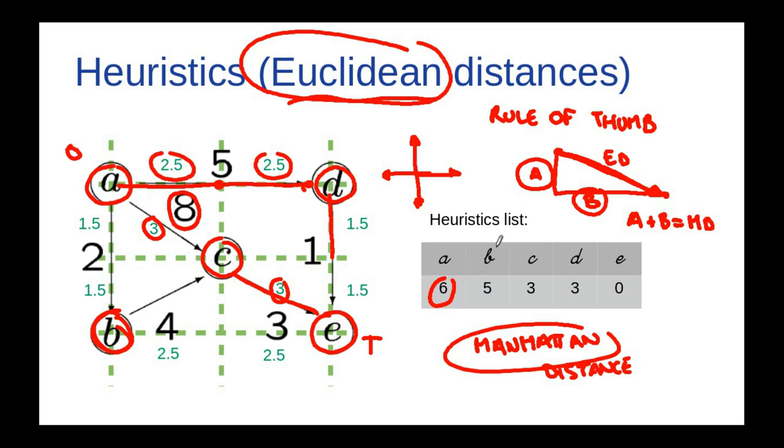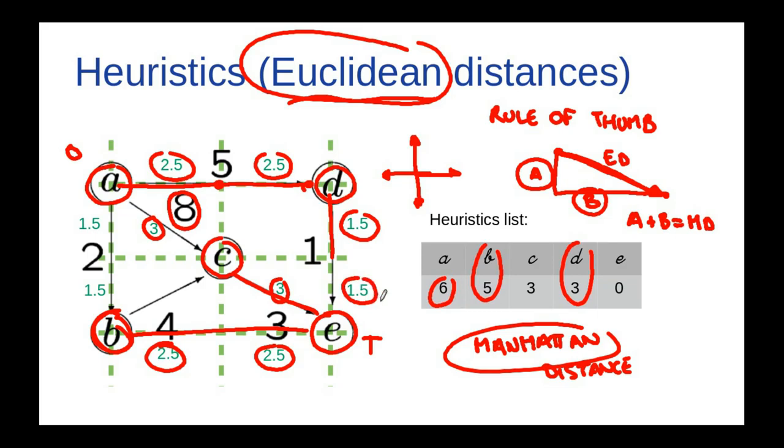Let's have a look, for example, at B. Here we have a 5. Why? Because we have this distance. It's the Euclidean distance. We have 2.5 and 2.5, so that's the reason for this 5. Let's have a look, for example, at D. Here we have D equal to 3 because here we have 1.5 and 1.5. And obviously E is 0 because the distance of E from E is 0.